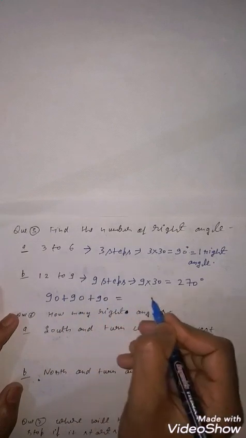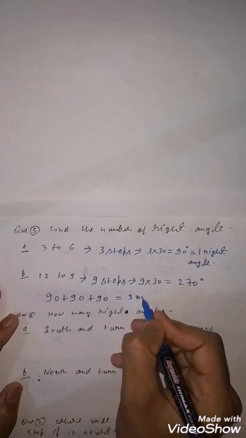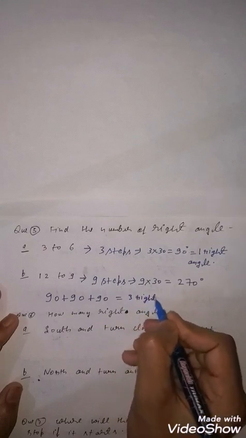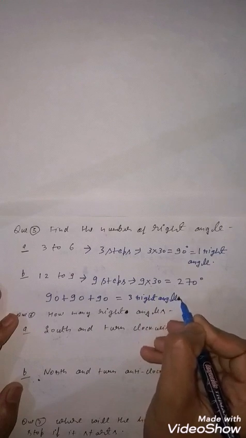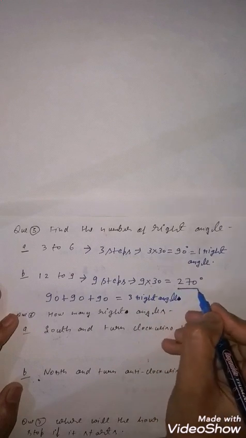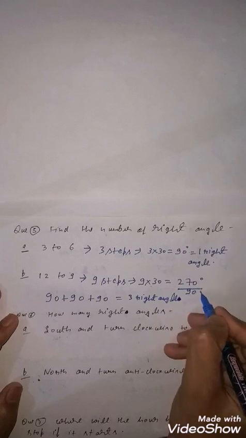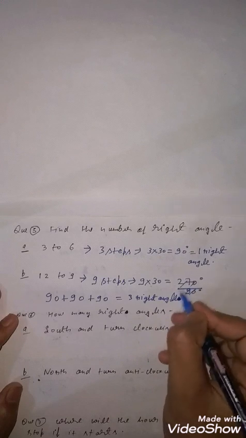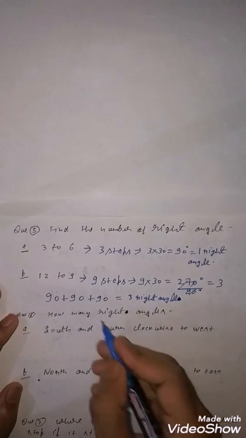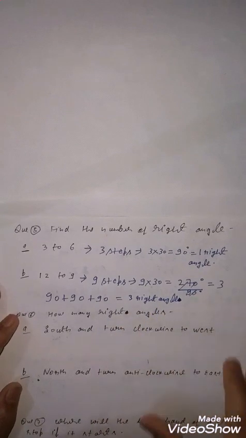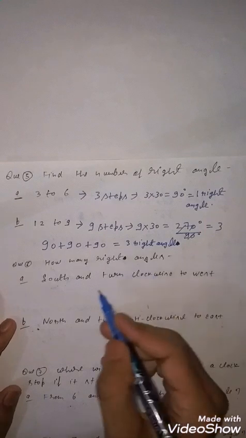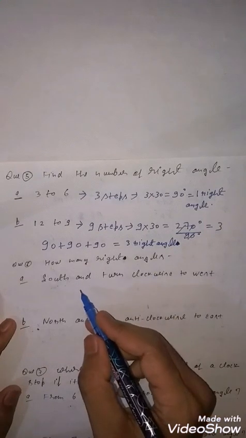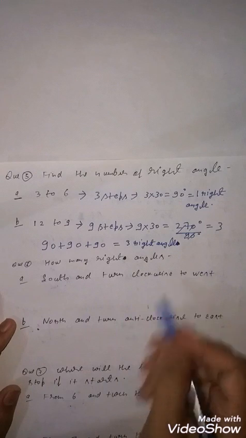So how many right angles? 3 right angles. If you want to find it easily, how will you find it, student? You know that to find the right angles, you have to divide by 90. 0 0 cancel, 9 3s are 27, so the answer is 3, that is 3 right angles. Clear? Very easy.